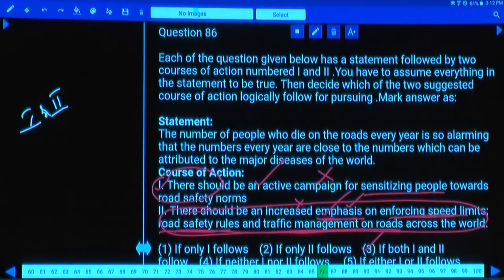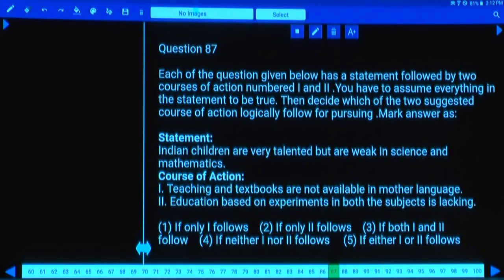Clear now? Now question number 86, what is the answer here? Choice 5. Either 1 or 2, choice 5. Then question number 87.